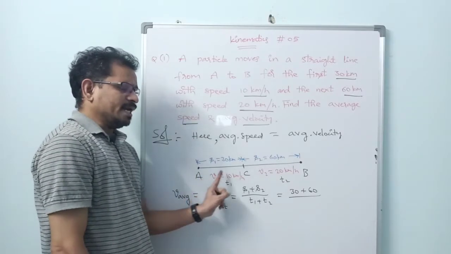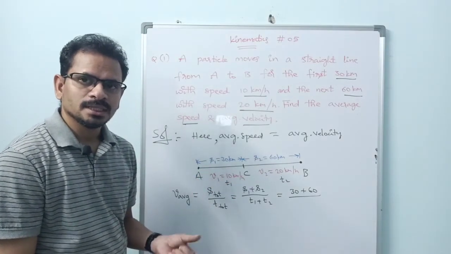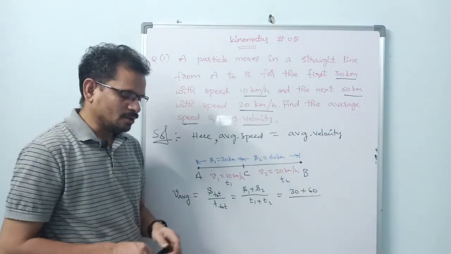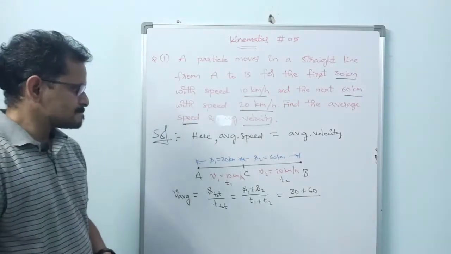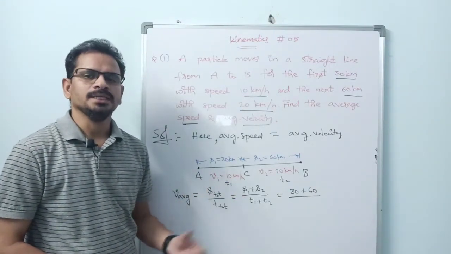So for A to C, what is the average speed? 10 only. If a particle moves with a constant value, its average value is the same. So from A to C, average speed is also 10 only.